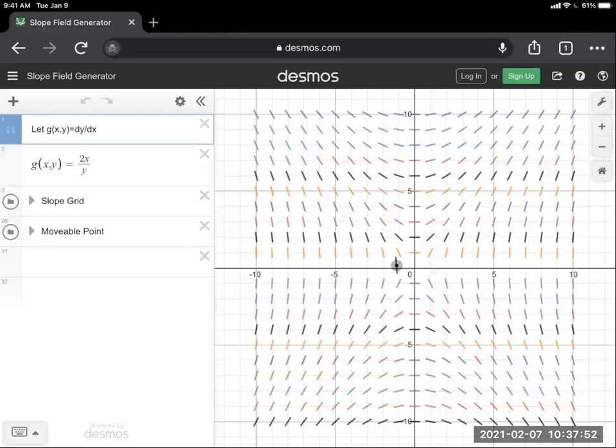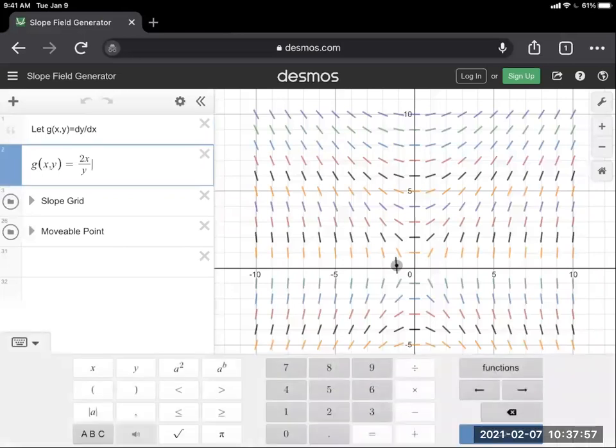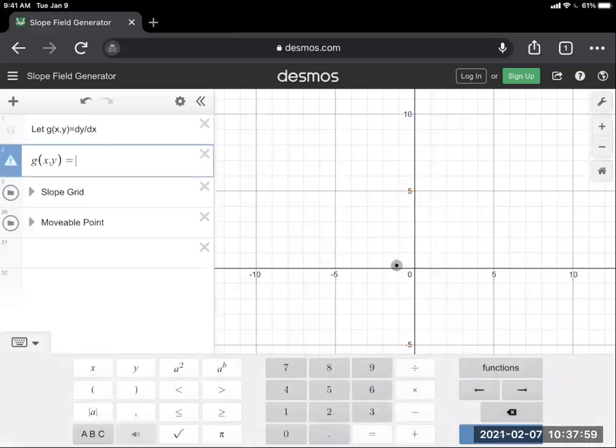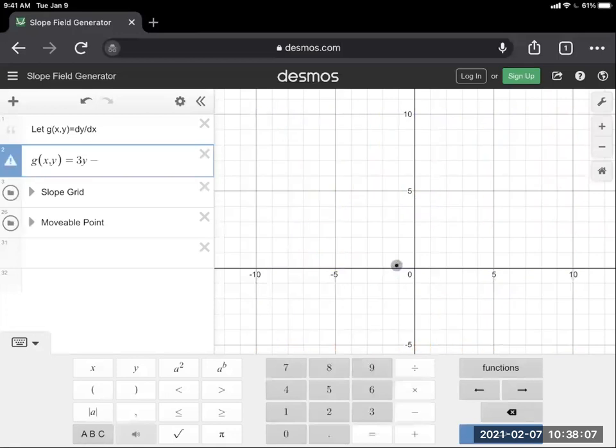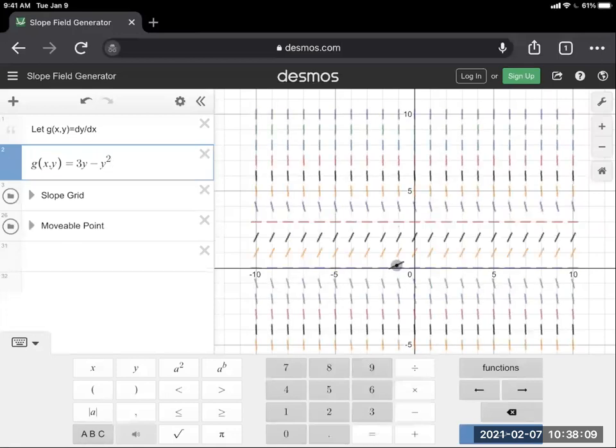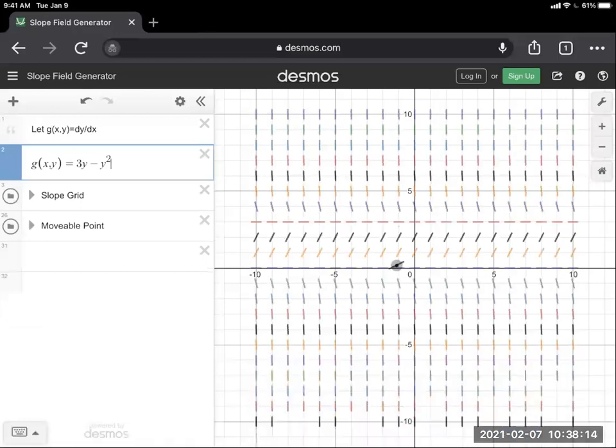So our function was 3x minus x squared. I'm going to write that in terms of y. So let's back up, and I'm going to write this as 3y minus y squared. All right, so let me hide this here. And so you can see the equilibrium solutions. Hopefully everybody can see those horizontal dashed lines at 0 and at 3. And then you can see how the curves are sloping toward or away.